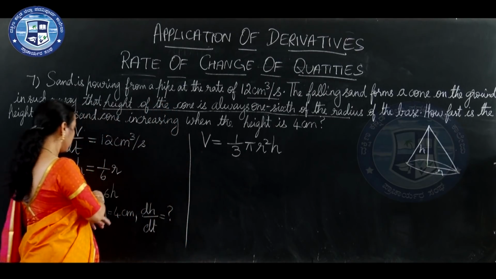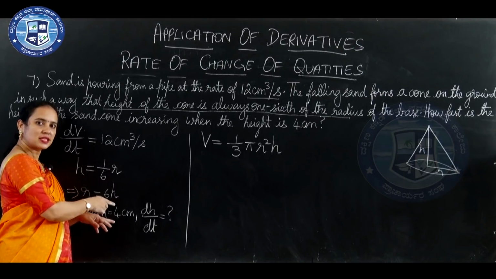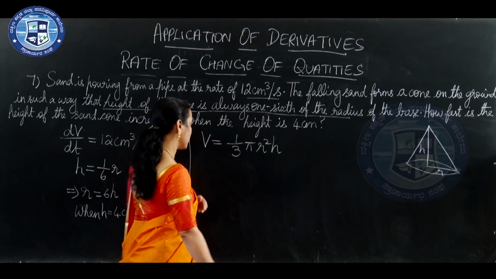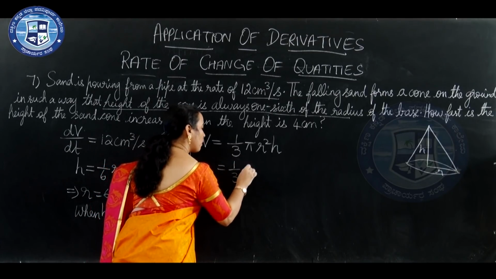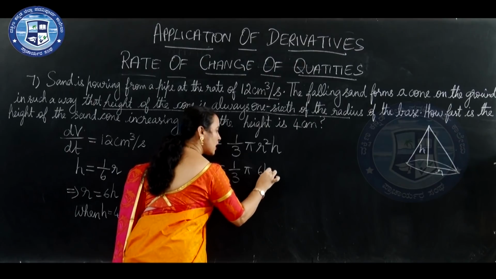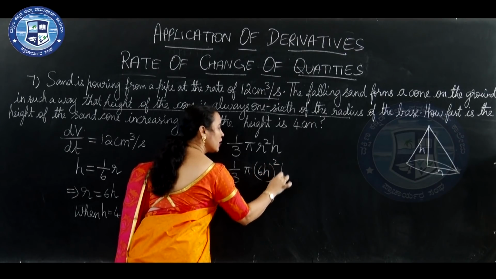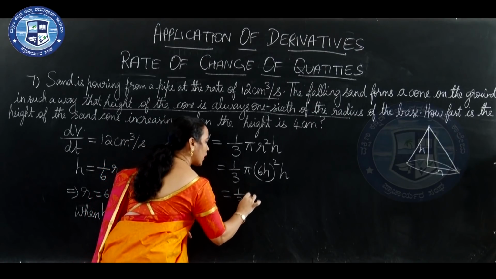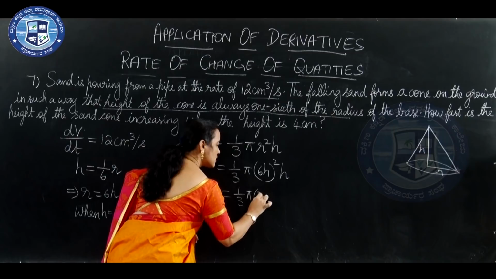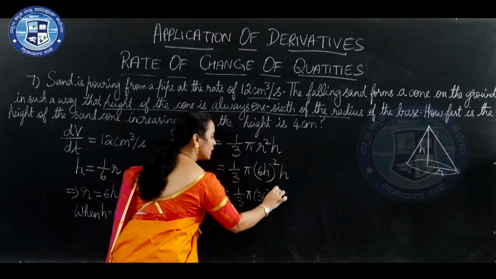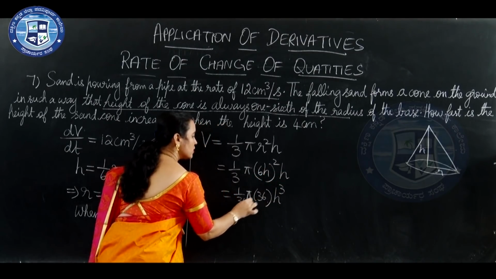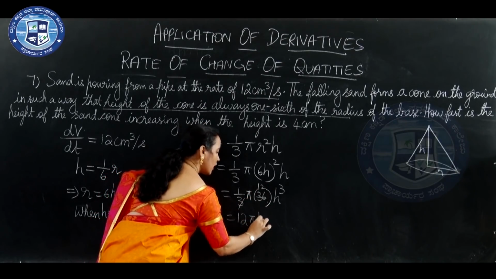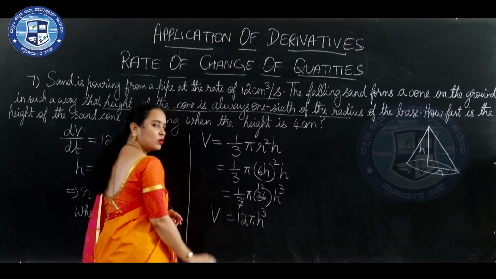Now, we already know the value of r. r is 6h. So, let us substitute the value of r before differentiating. So, 1 by 3 pi, r is 6h the whole square into h. Simplify this. 1 by 3 pi, 6 square is 36, h square into h is h cube. So, when you cancel this, you will be getting 12 pi h cube will be the volume.